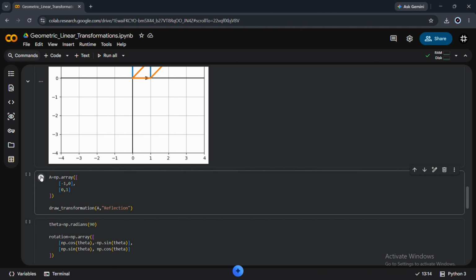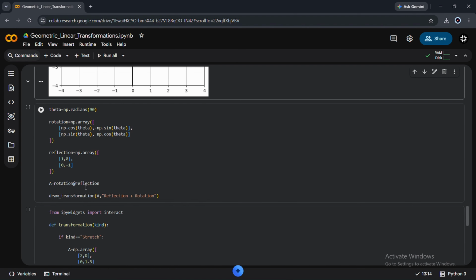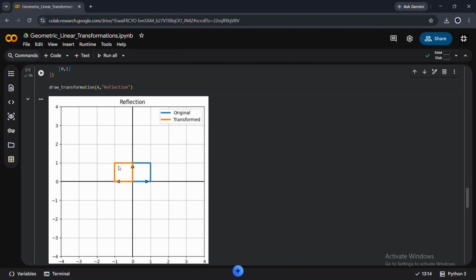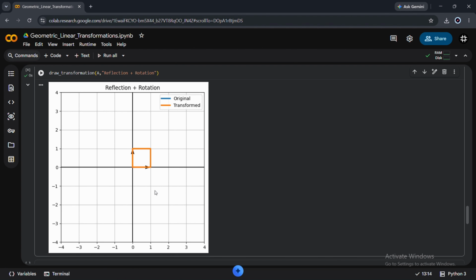Now let's see reflection. Reflection flips the entire space across an axis, just like looking into a mirror. Left becomes right and up becomes down. Depending on the reflection matrix, reflection changes the orientation of space. And linear transformations can also be combined here. We first reflect the space and then rotate it. And the result is a completely different transformation. But it's still represented by a single matrix.